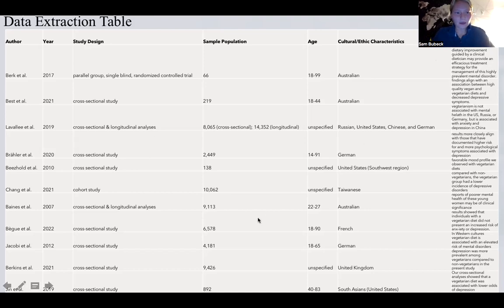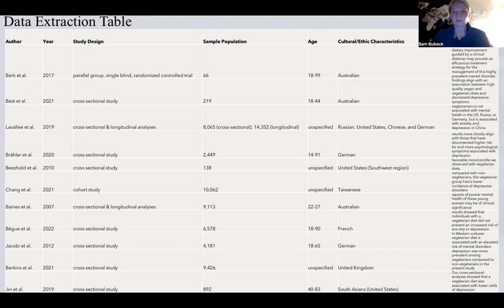So, in my first article, that was in 2017, fairly recent. It was a parallel group, single blind, randomized control trial. It was a sample population of 66 people, which is quite small. The age range was 18 to 99 years old, so that was quite a large range as well.